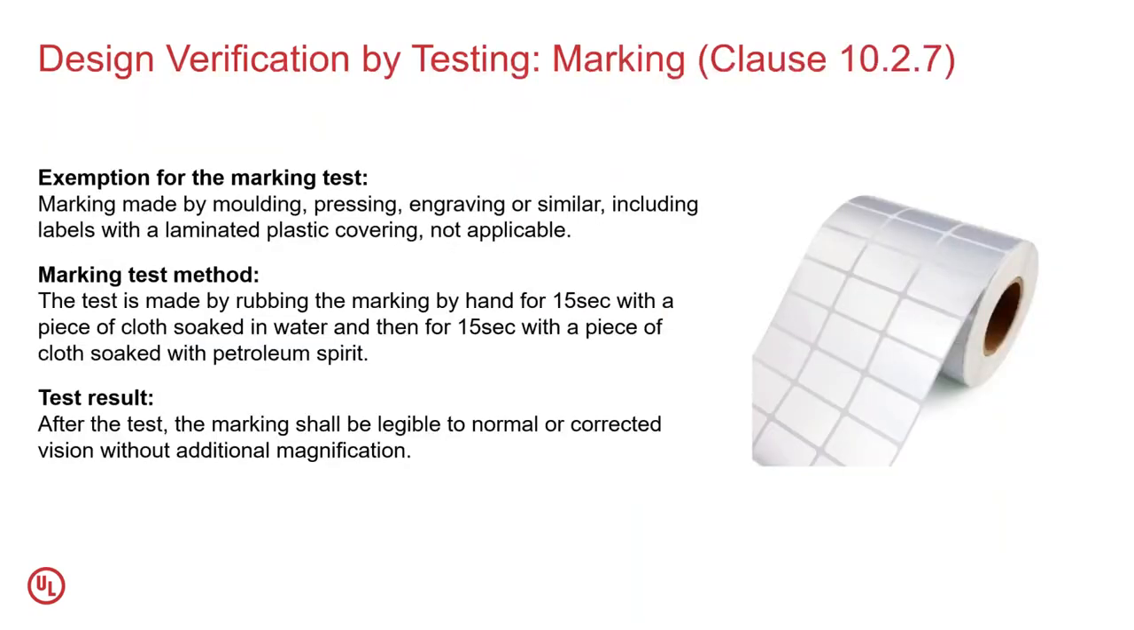Next is marking. Marking is very simple. If you are using engraved metal labels or a nameplate, this test is not at all applicable. It applies only where you are using a plastic label or a label directly pasted on the switchboard. It has to go for testing by rubbing the marking by hand for 15 seconds with a piece of cloth soaked with water, then 15 seconds soaked with petroleum spirit. Again, don't worry about the procedure, understand the concepts. Of course, legibility, or magnification, is very important after the test.